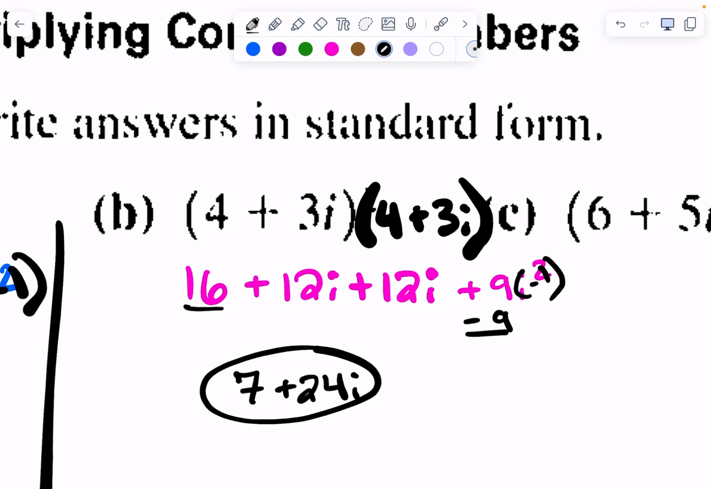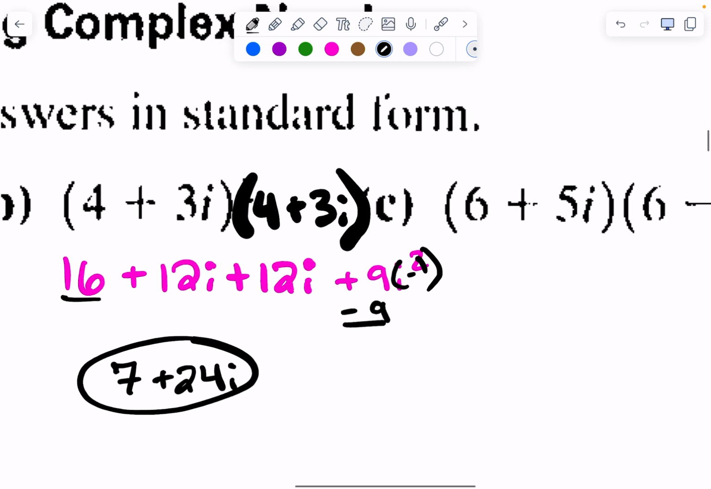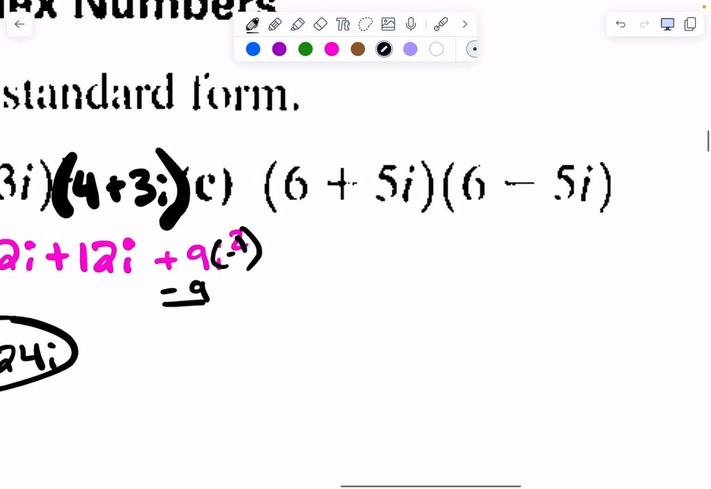Did you get that? Awesome. Okay. All right, C. 7 plus 24, all right. C, what's the difference in C? It's a difference of squares. They're conjugates. Like the result of a difference of squares. Right, so what's going to happen? The middles will cancel, right? I'll write out the middles.